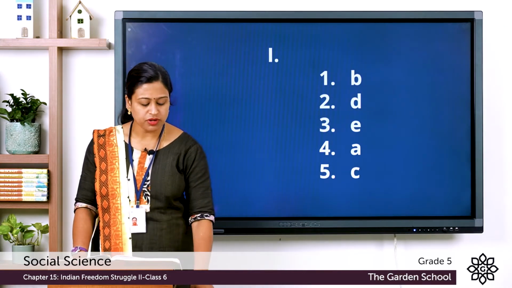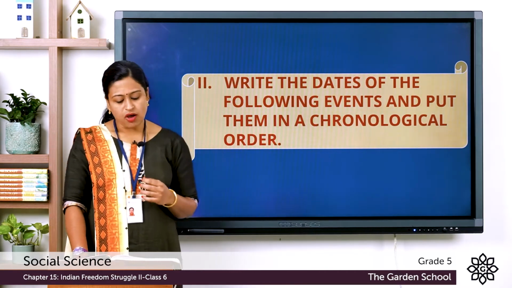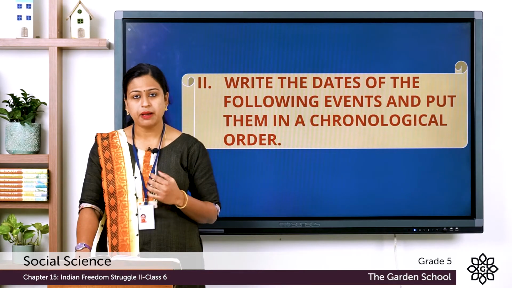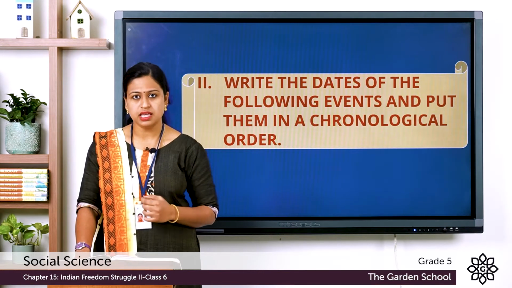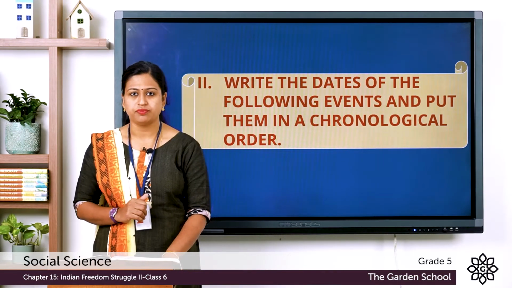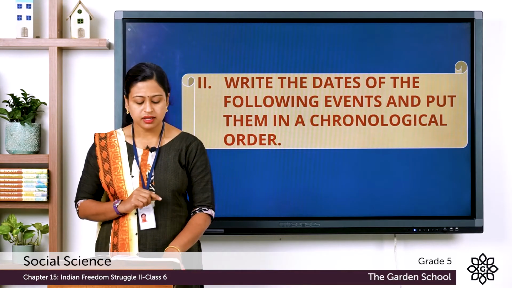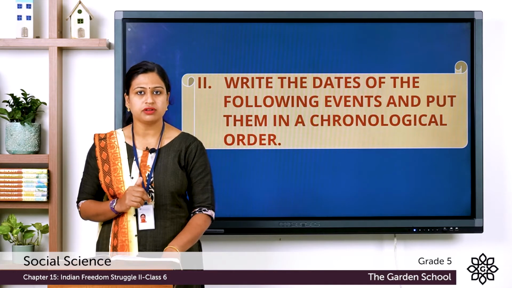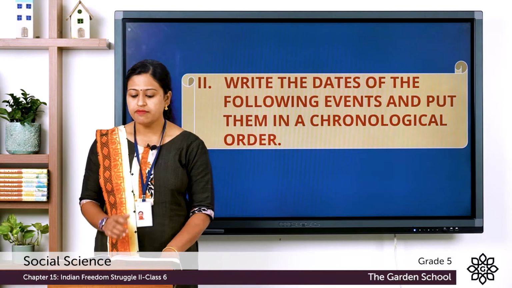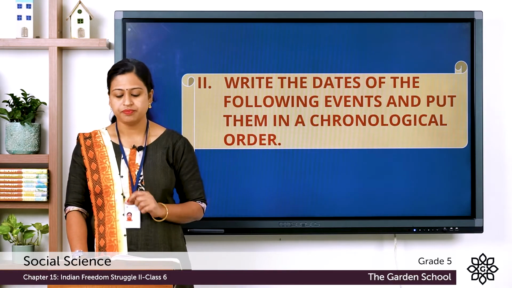Now let's move on to the second part. The question is write the dates of the following events and put them in a chronological order by writing the numbers in a sequence in a box. One date has been provided for you. Here you can see the first one, it's already done. The year is 1947 and the name of the event is Indian Independence Act. Same way you have to fill these blank spaces with the correct year.